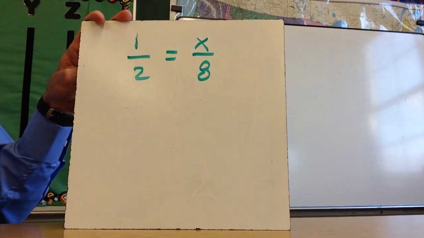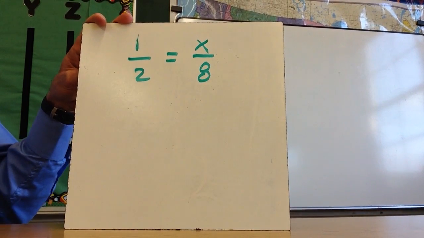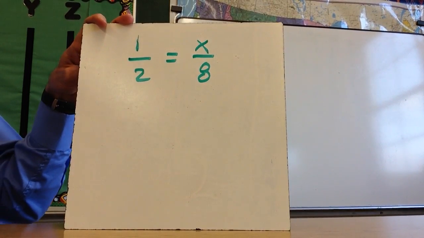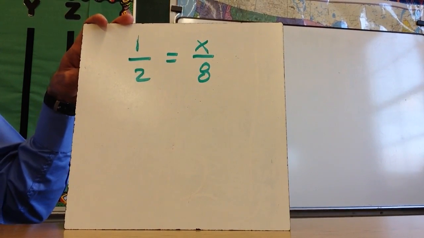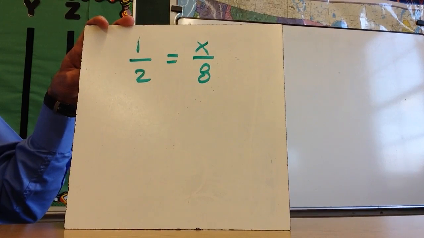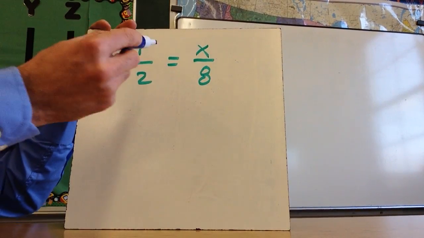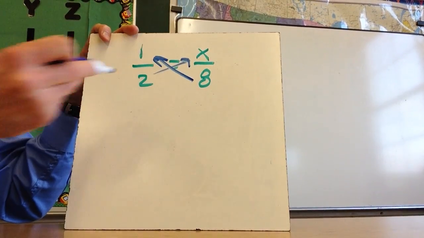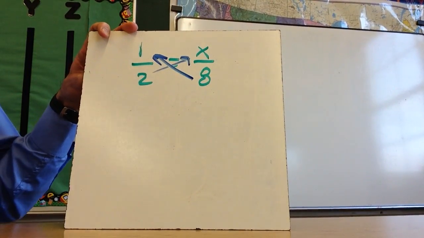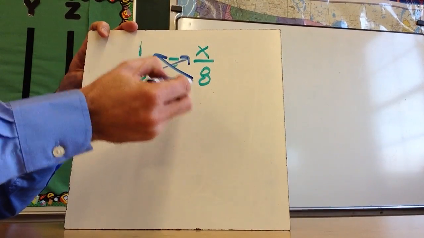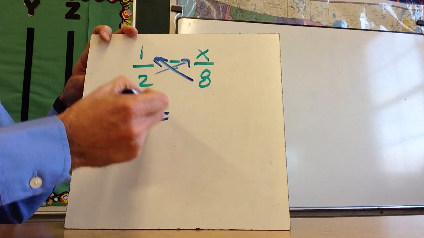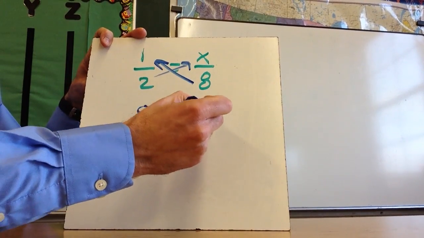There are other ways to solve this problem, some of which might be faster, but I want you to practice the skill of cross multiplication because there are problems where cross multiplication is definitely the most efficient and the fastest way. Okay, so this would be cross multiplication. I'm going to multiply across, and so this number 8 times 1 is going to end up on the left side, and then 2 times x is going to be on the right.